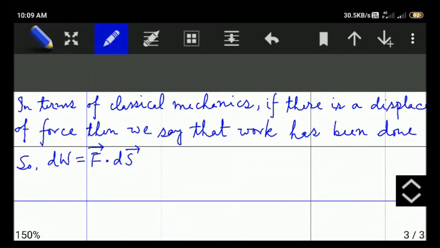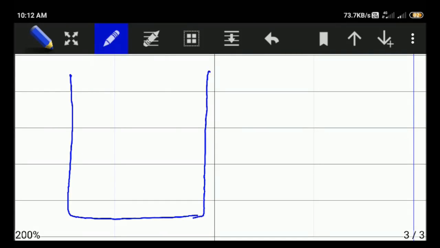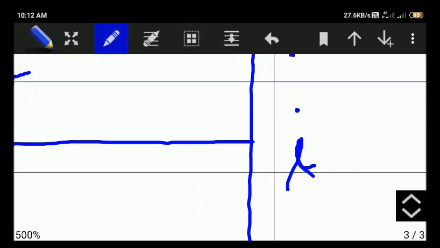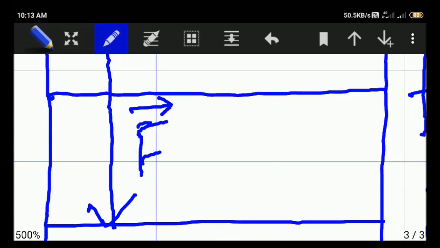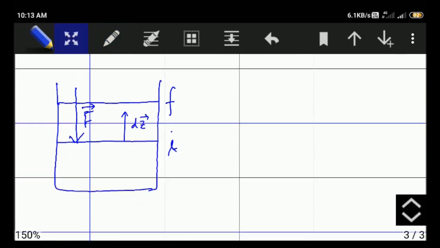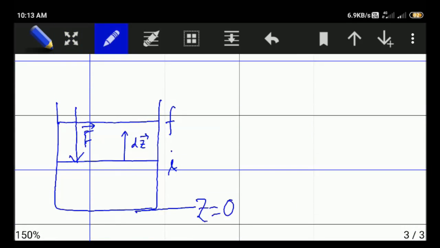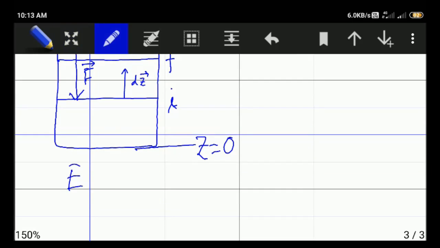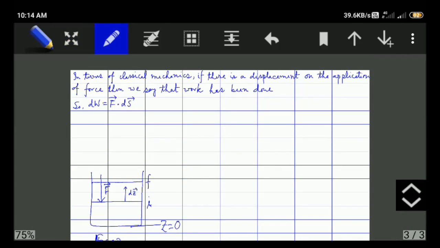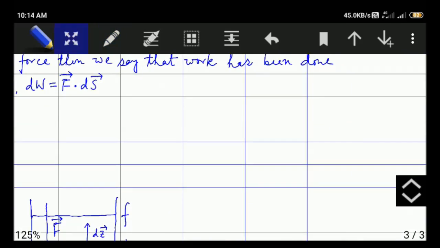We exemplify this definition of work with respect to compression and expansion of a gas cylinder. Let us have a piston inside which some gas is there.